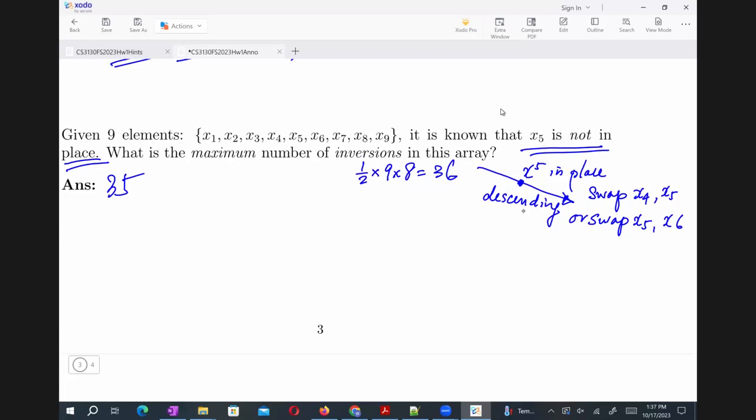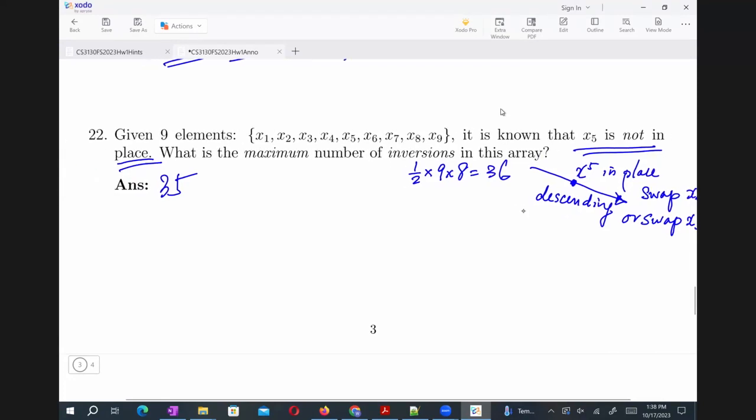So you need to know why you get 5. Why you get one inversion reduction is sufficient. Because of that reason, of the adjacent swap. Okay? All right.